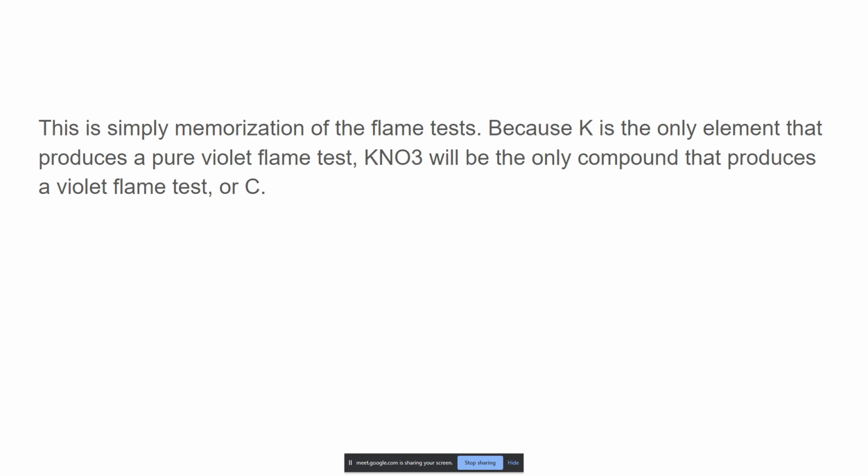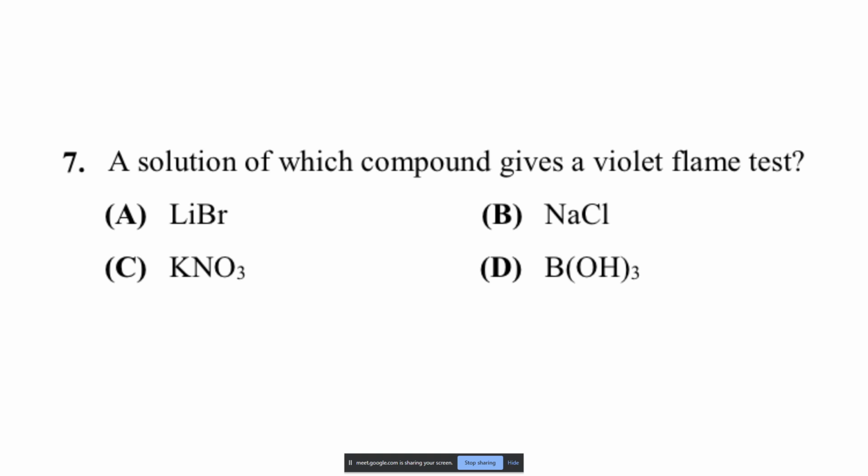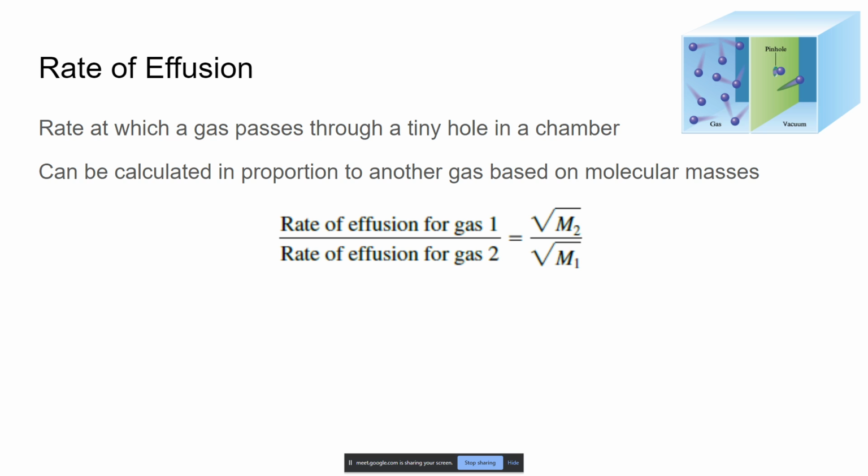I would say flame test, and then colors, and then solubility are probably the three biggest themes that you need to memorize for the Olympiad. I think we can go on.